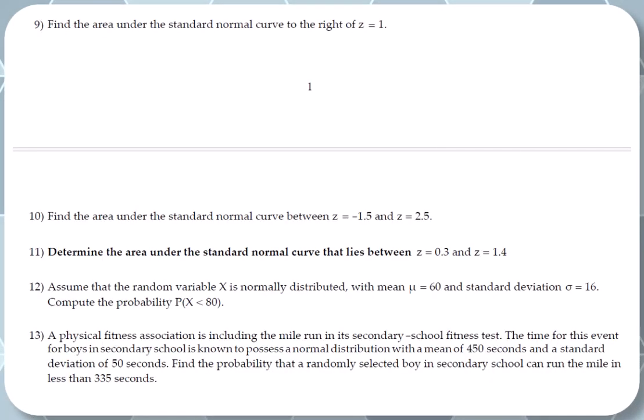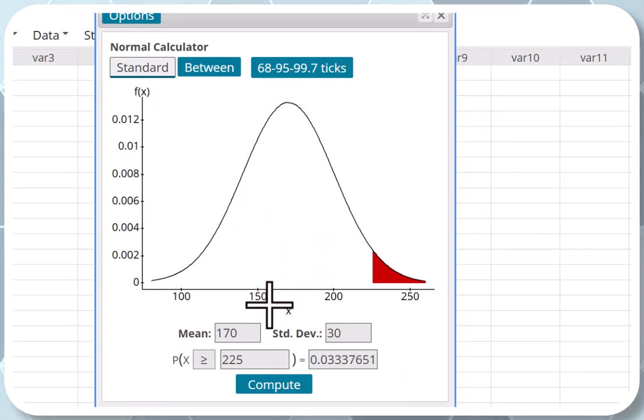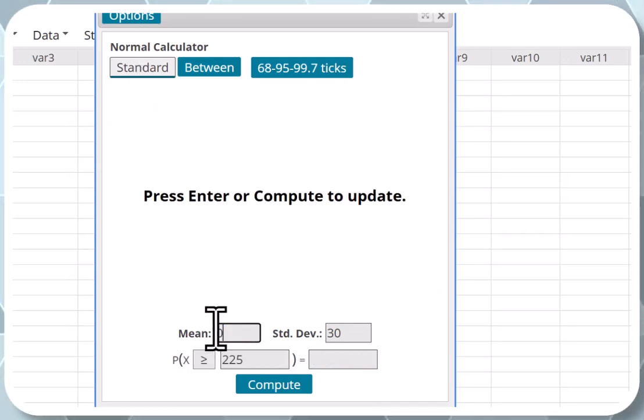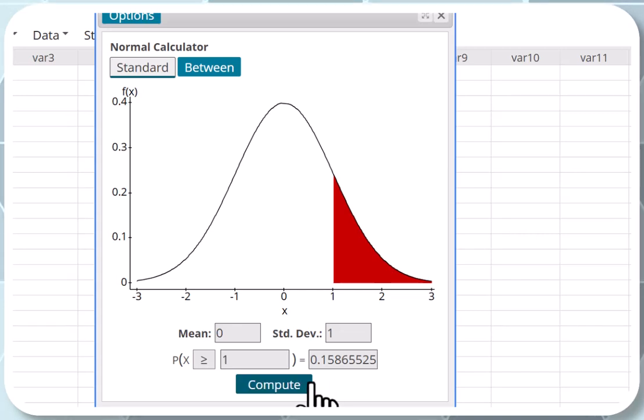Next question, find the area under the standard normal curve to the right of z equal to 1. So we'll go to the normal calculator again. Back to z, 0, 1. Have to go back to 0 and 1. And to the right, greater. And to the right of z equal 1, right here. Here it is, 0.1587. This is the probability of z greater than 1.